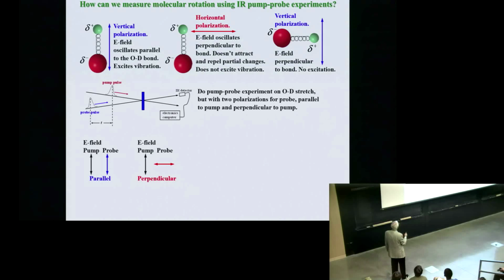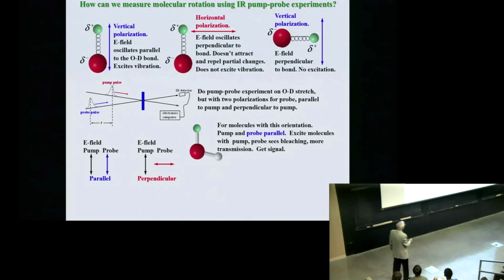So again, we're going to do this same thing I just told you, except we're going to play games where we're going to look both with the probe pulse parallel in polarization to the pump pulse. So if the pump pulse is vertical, we can make the probe pulse vertical. But if the pump pulse is vertical, we can also make the probe pulse have its electric field oscillating horizontally.